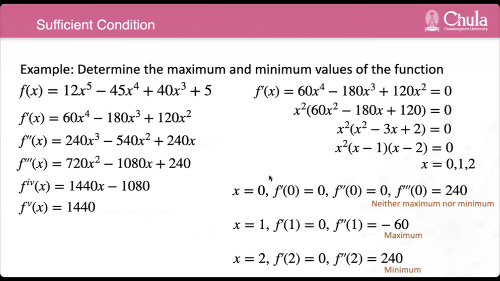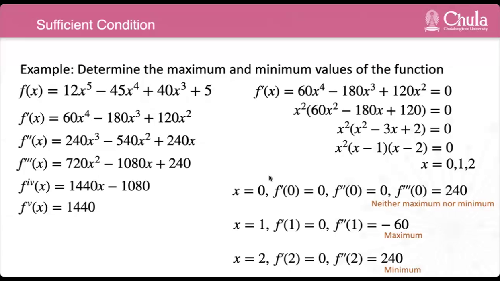From f(x), right? f(x) is 12x^5 minus 45x^4 plus 40x^3 plus 5. We take the first order derivative, second order derivative, third order, fourth order, and fifth order. We stop here because beyond this point it becomes 0.